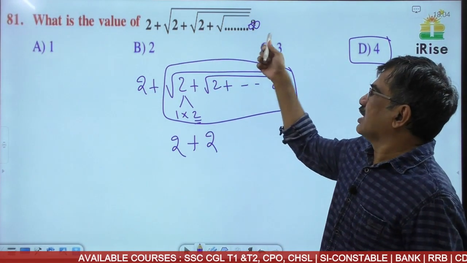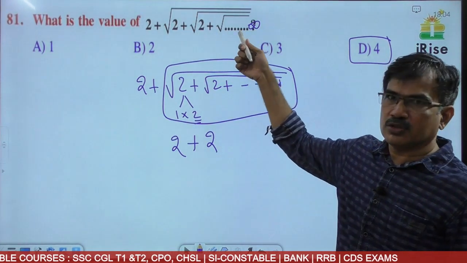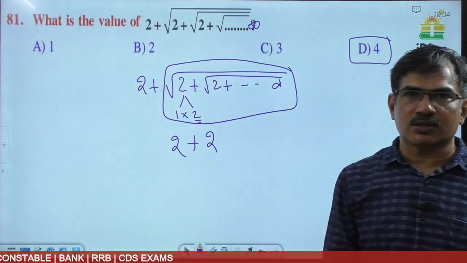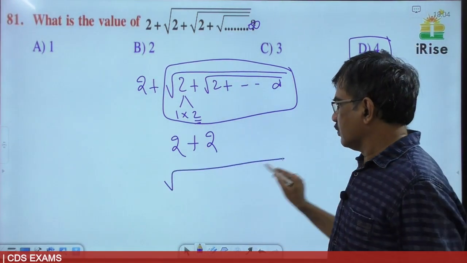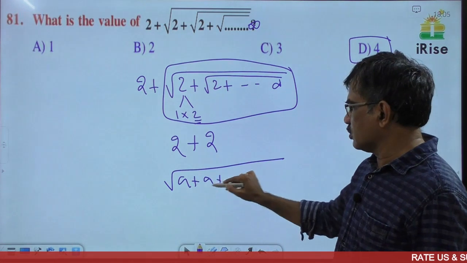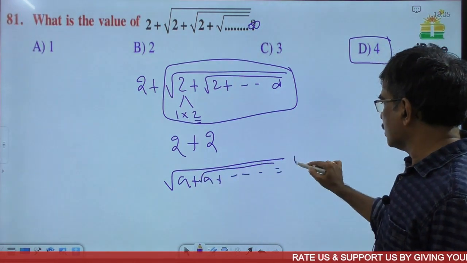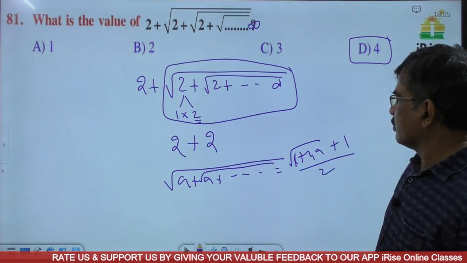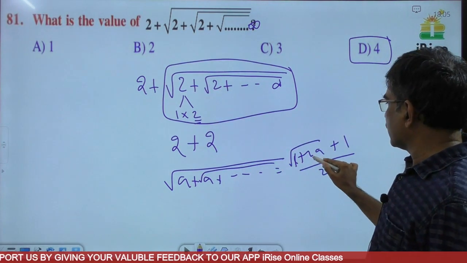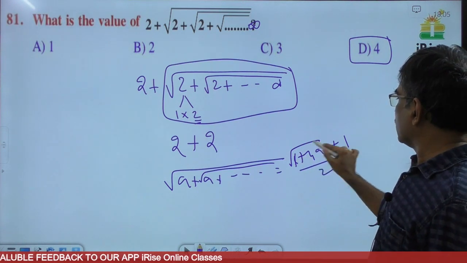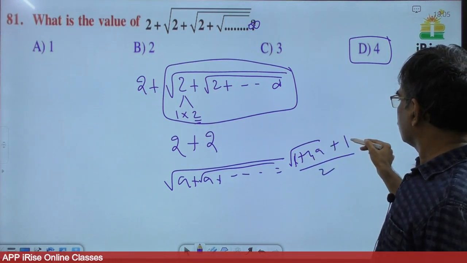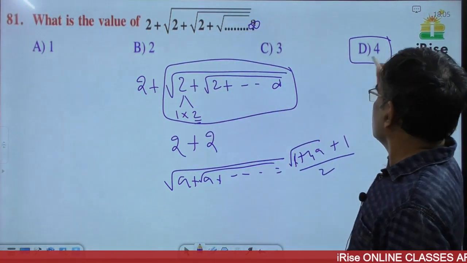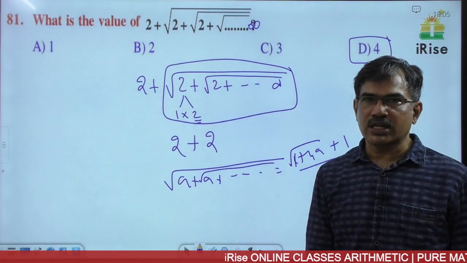This is the value of root of 2 plus root of 2 plus root of 2 plus and so on. If this can be written as a product of two consecutive integers, then the bigger one is the answer. The formula for root of a plus root of a plus root of a plus and so on is root of 1 plus 4a, plus 1, by 2, where a is equal to 2. 4 times 2 is 8. 8 plus 1 is 9. Root 9 is 3. 3 plus 1 is 4, by 2 is 2. So this value is equal to 2. Already plus 2 is there. So the answer is 4 for this question. Okay, next one.